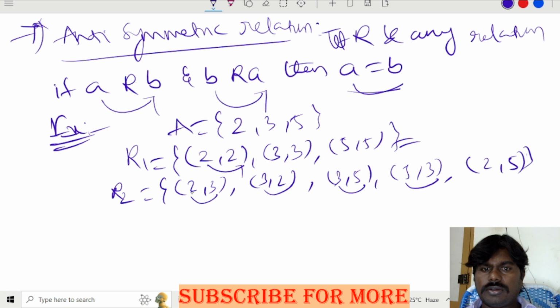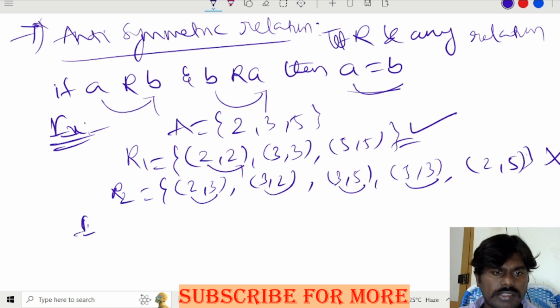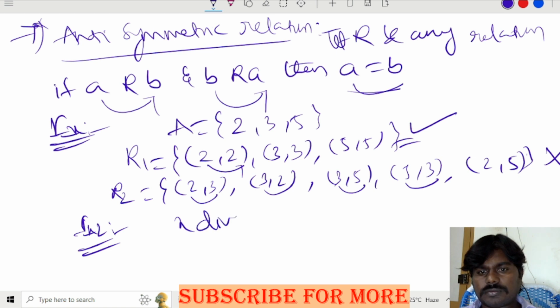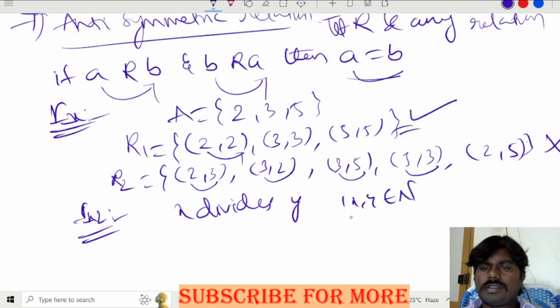Okay, though here 2 is related to 3 and 3 is related to 2, here both A and B are not equal, so hence here R2 is not an antisymmetric relation. Here this is only an antisymmetric relation. So simply here another example also we can take. Simply x divides y, where x and y belong to N. Okay, this is also simple.